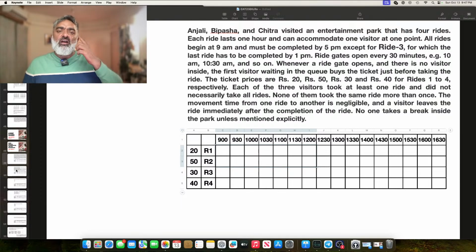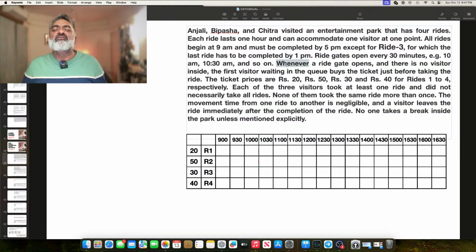So again, unless I am scared and I am overcomplicating it, because it's a very simple idea explained in very complex language, it may appear complex to some people that whenever ride gates open, what happens? But otherwise, it's just that the gates are opening every half an hour, but the ride takes 1 hour.